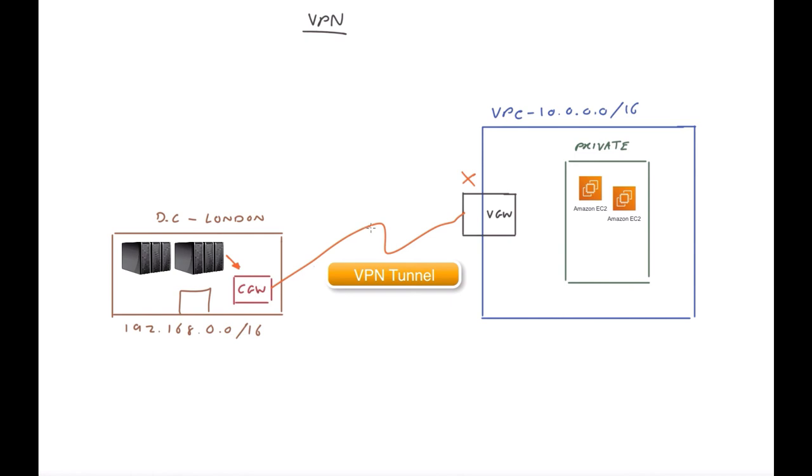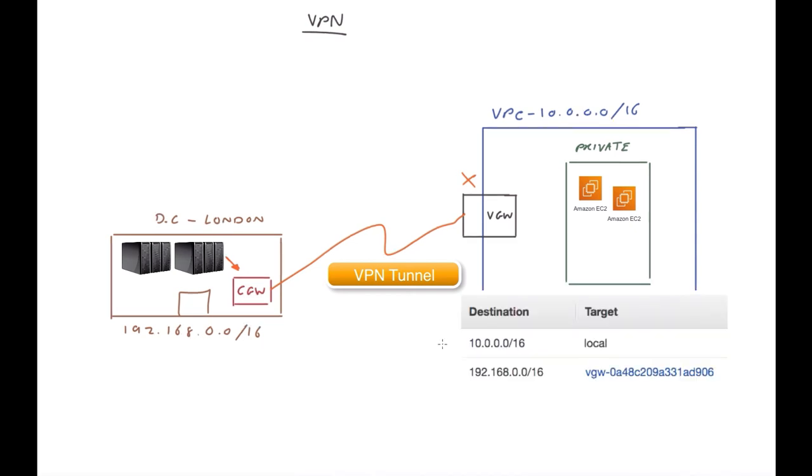So now we have our VPN tunnel up and running, created between our virtual private gateway and our customer gateway. We need to change the route table associated to this private subnet so our EC2 instances know how to connect to the 192.168 network. So let's take a look at that. Now we can see here that we have the local route, which we have with every route table as we know, but we also have this additional route here. Now the destination is 192.168.0.0/16, which points to our data center network. And the target is this virtual gateway. Now we know it's a virtual gateway because it's prefixed with VGW. And then this is the ID of the virtual gateway itself. And this relates to our virtual gateway up here.